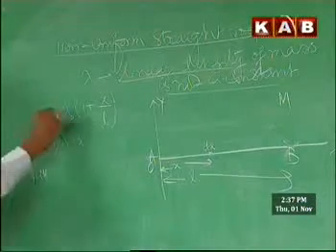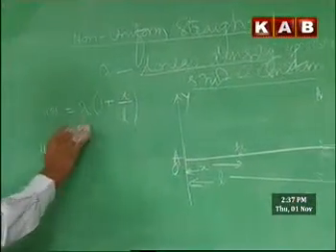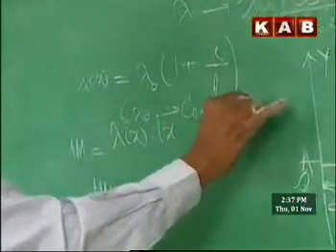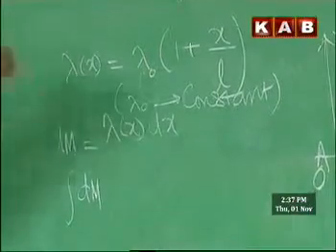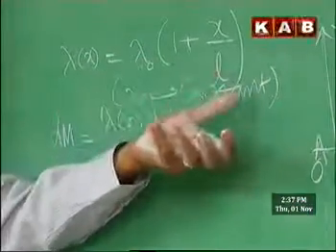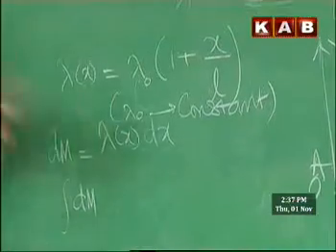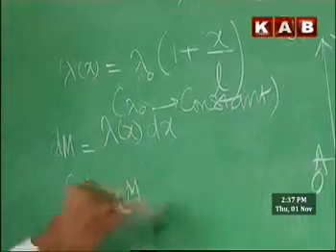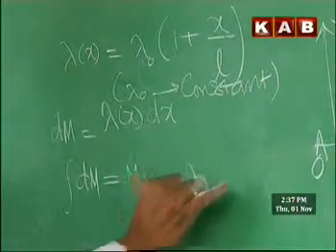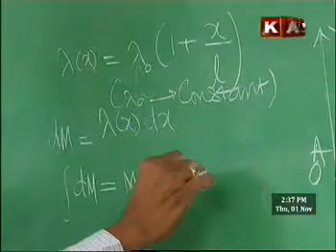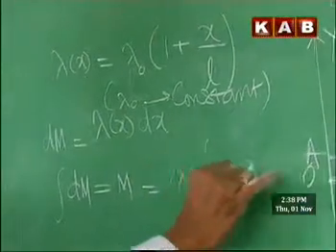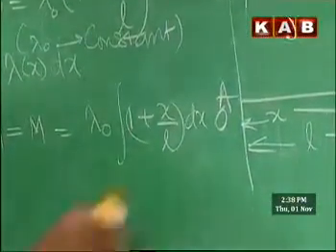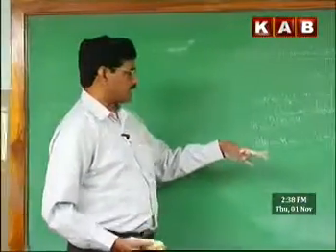Here, what is lambda naught? Lambda naught is assumed to be a constant. So first of all, how much is the lambda naught value? We don't know, but it is supposed to be constant as given. First we have to determine how much the lambda naught value is. Integral dm is m, which is nothing but lambda naught into lambda(x), which is lambda naught into (1 plus x by L) dx.